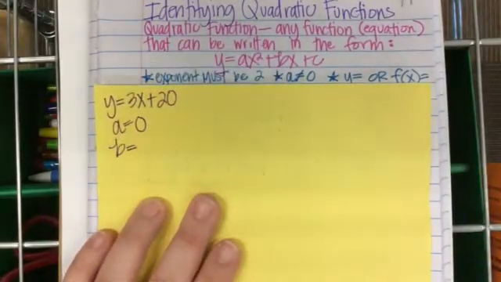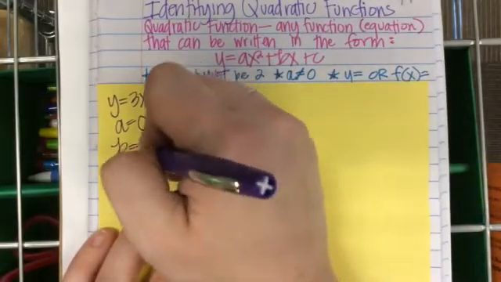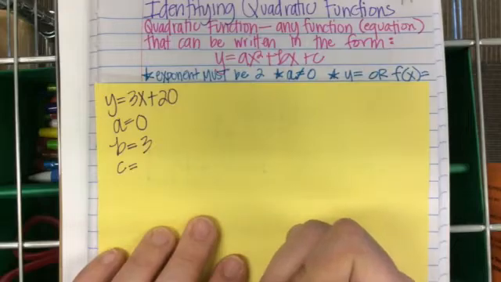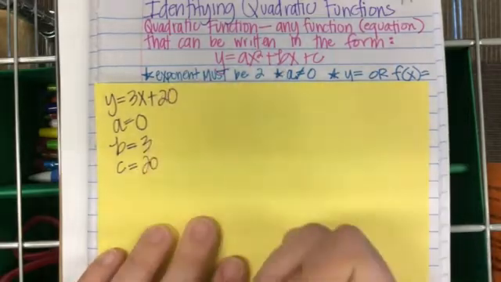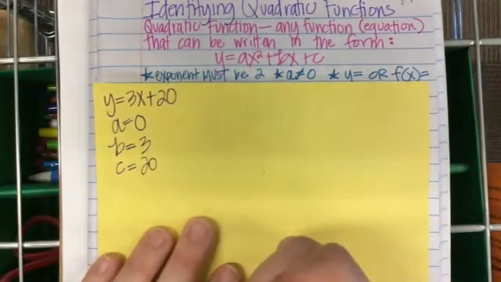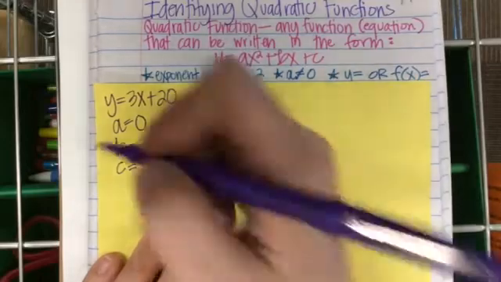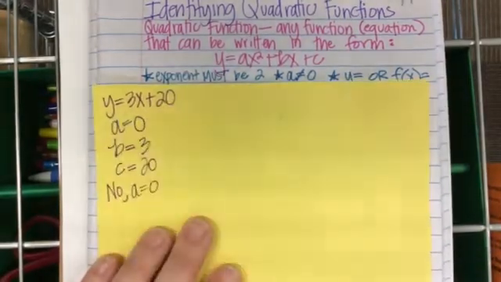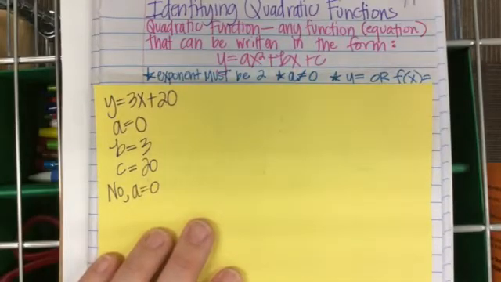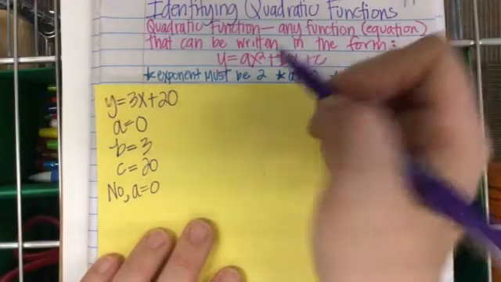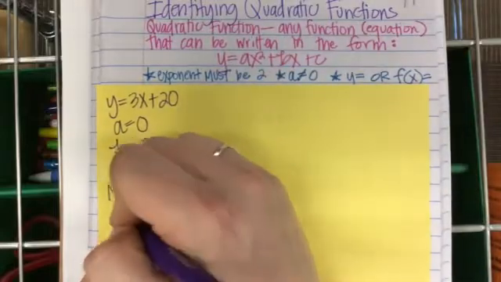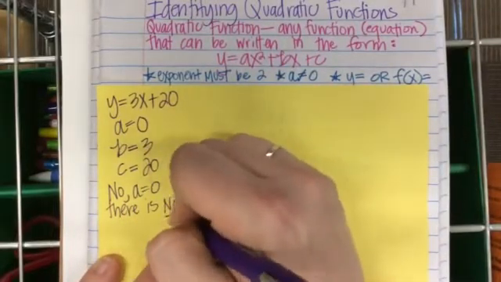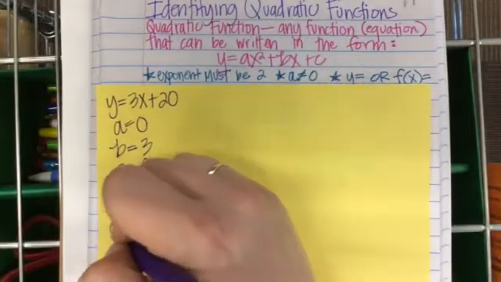What's the b value? 3. And what's the c value? Positive 20. Good. Is this quadratic? No. A equals 0, which cannot happen. Says it right here. There is no exponent.